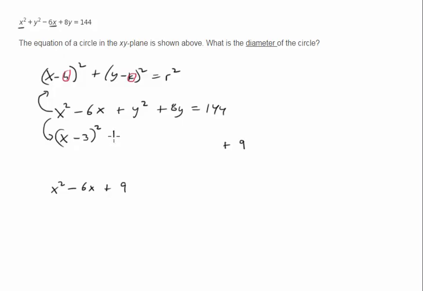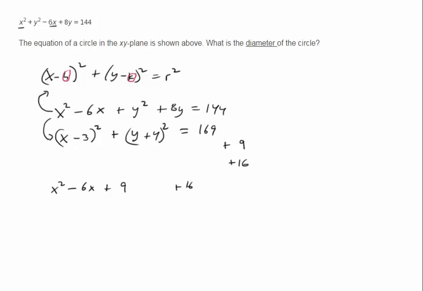Now we do it for the y. So we have y, again, here's the coefficient. We're just going to cut it in half, so it's plus 4, and then square the quantity. Again, we have replicated y squared plus 8y, but the last part of the FOIL, we have added 16. So we have to add 16 to this side. And now we have to add 25 because we added 9 and 16, and now we have 169.